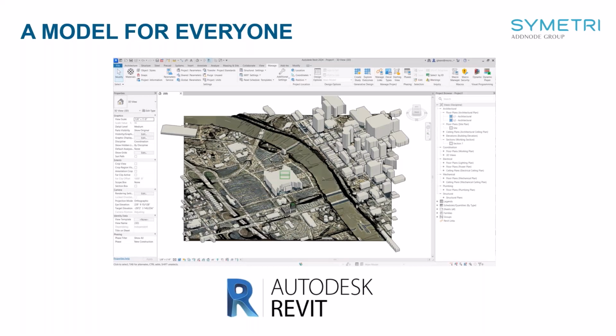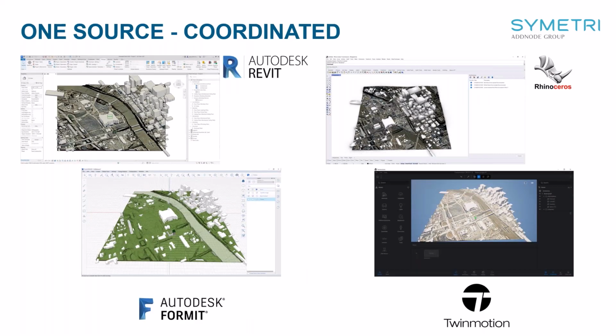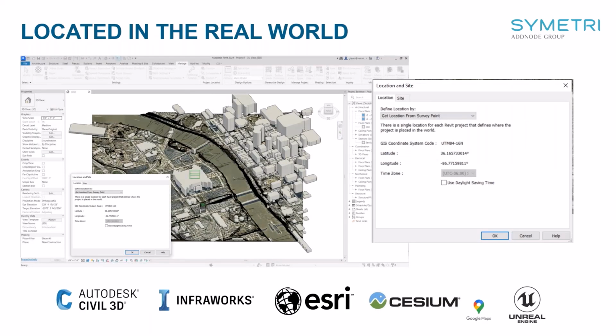The idea is from Revit, I can send that out to Forma, I can send that out to Rhino via Data Exchange or Rhino Inside, and I can immediately send that to Twinmotion and start doing renderings. Pretty cool, right?